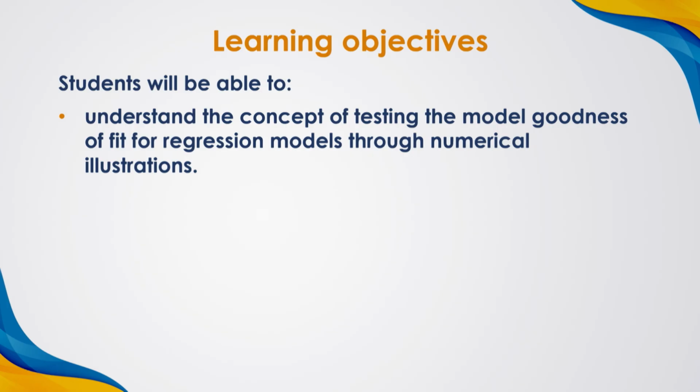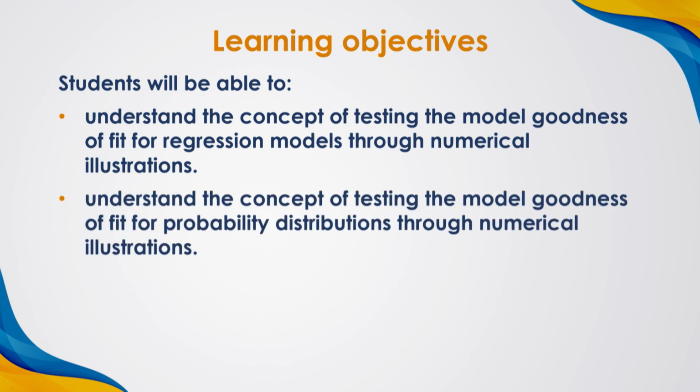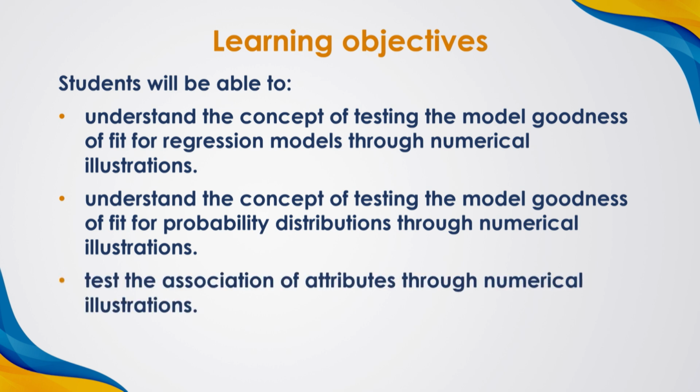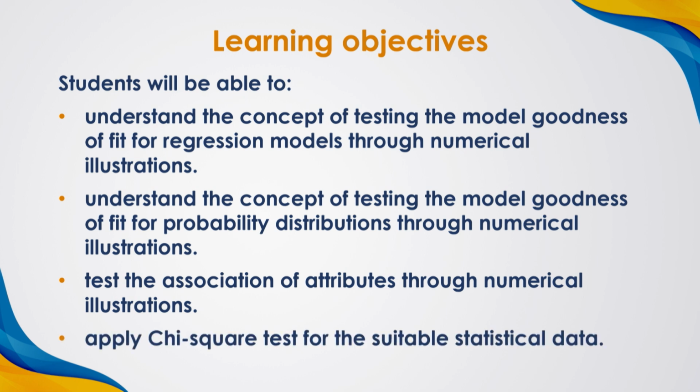First, we go for the objectives. Students will be able to understand the concept of testing the model goodness of fit for regression models through numerical illustrations. Then, the concept of testing the model goodness of fit for probability distribution through numerical illustrations. Further, association of attributes through numerical illustrations. So, you are able to apply the chi-square test for suitable statistical data.